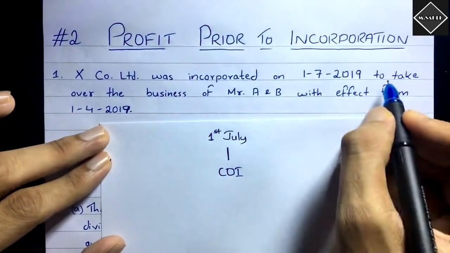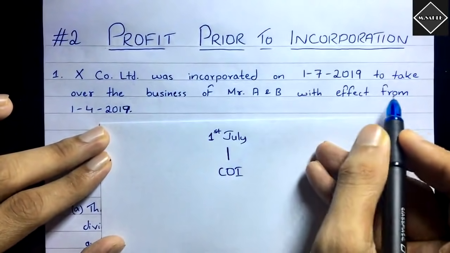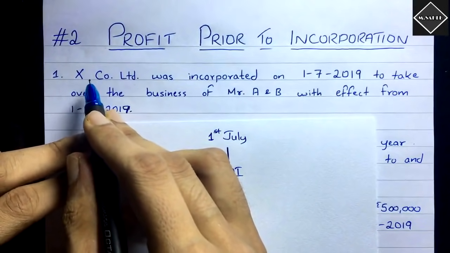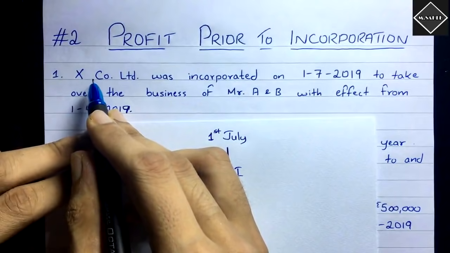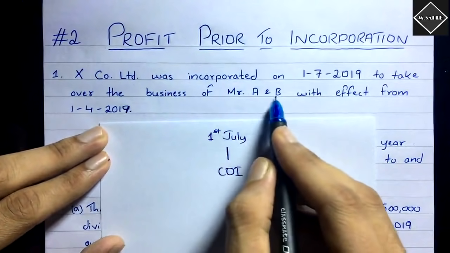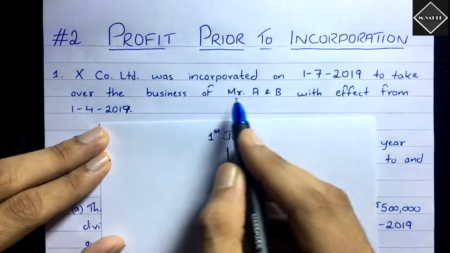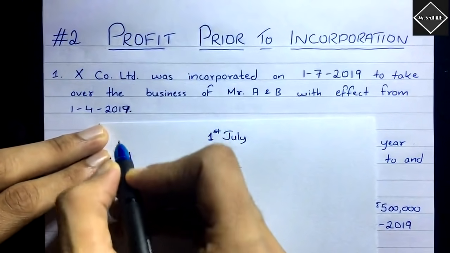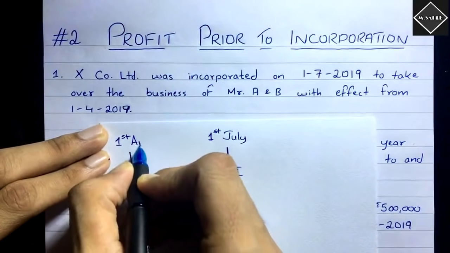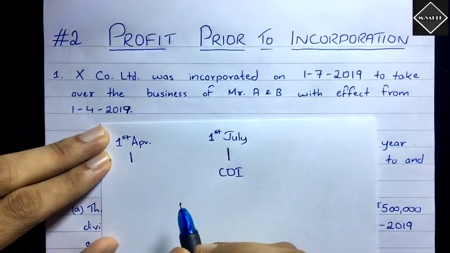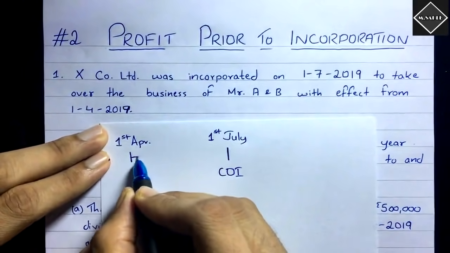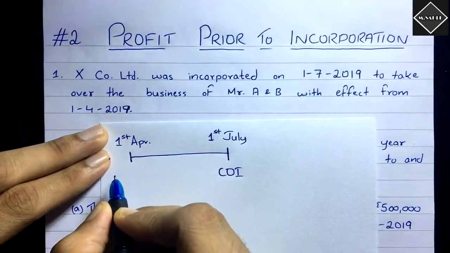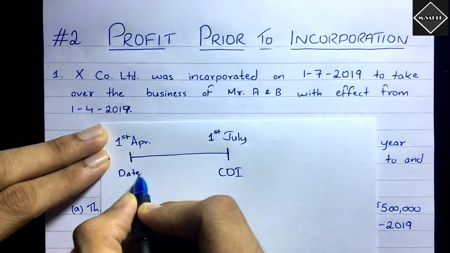Now let's see what happened. To take over the business of Mr. A and B with effect from 1/4/2019. So here this X company, before it was not registered, it was just a company in name. Now they took over the business of Mr. A and B on 1/4/2019, that is 1st April. On 1st April 2019, they took over the business of Mr. A and B, right? So now, as you can see, this is also a borderline. Here they have taken over the business, so this is the date of taking over. It is called the date of acquisition.